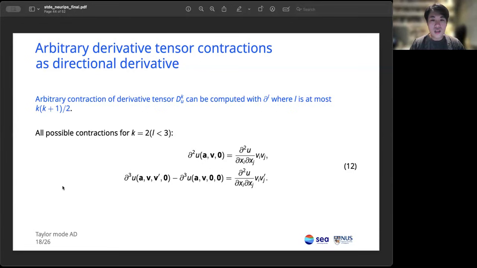So if you're interested in knowing how to compute arbitrary contraction, like closed form formulas, this is actually not in the paper because it was out of scope, but I have put out some discussion on the GitHub page that we have for the code.